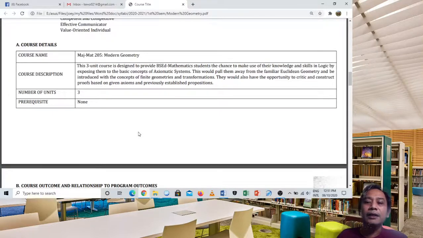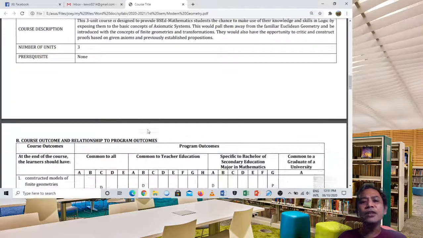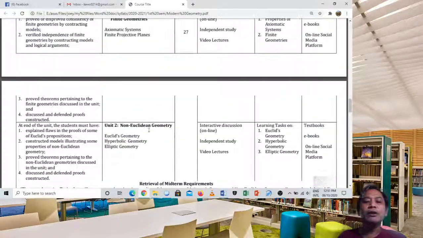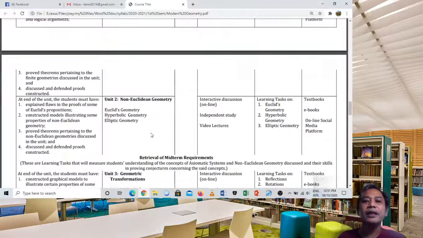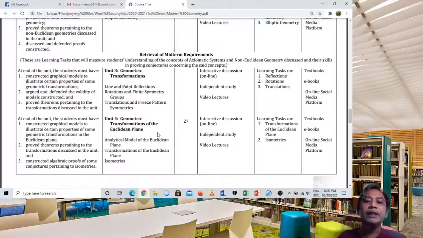As we can see in the course description, this would tend to pull you away from the familiar Euclidean geometry. But we would still have to remember the basic concepts of Euclidean geometry, the plane and solid geometry that we have learned in our previous subjects, to be able to understand fully the concepts in modern geometry. This subject is composed of 4 units. 2 units for the midterm, then the remaining 2 would be for the final term.